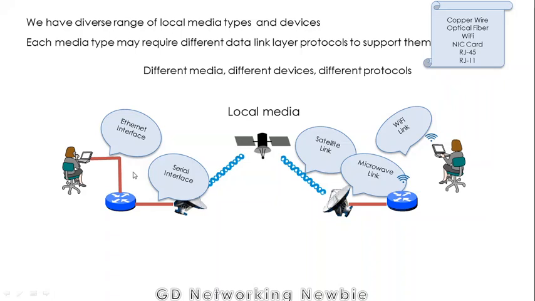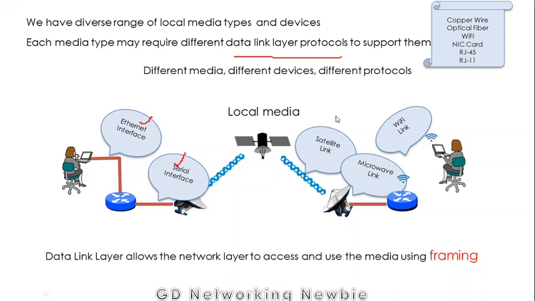Each media type may require different data link layer protocols to support them. So these are different media types, and they may need different data link layer protocols. In this way, we have different media, different devices, and different protocols which are to be supported by the data link layer. The data link layer allows the network layer to access and use the media using a technique called framing. So what is framing? We are going to discuss it in this slide.